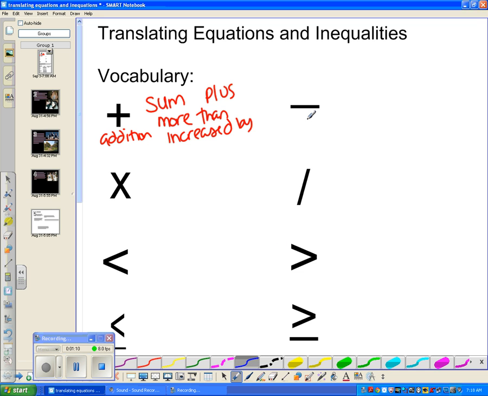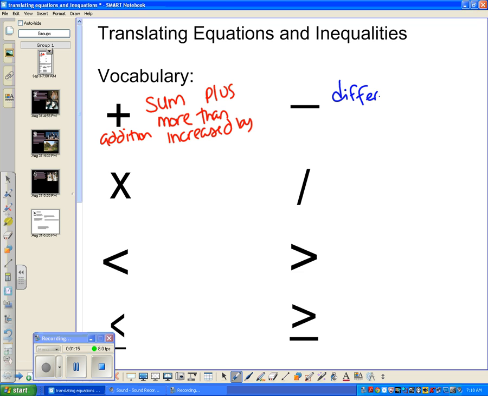Subtraction. Subtraction, obviously, is subtraction. There's also difference. Difference means to subtract. Minus, that's a pretty basic one. Decreased by is a better one. And then one that I want you to star or circle or put a heart around is less than.